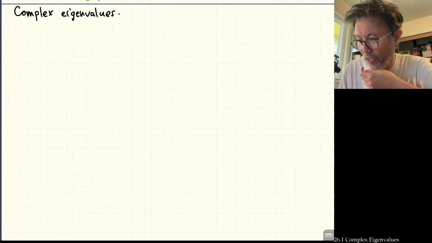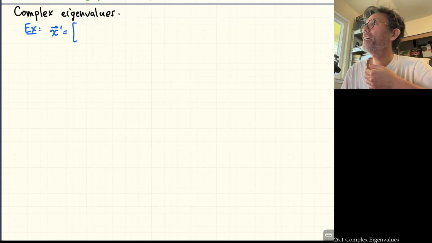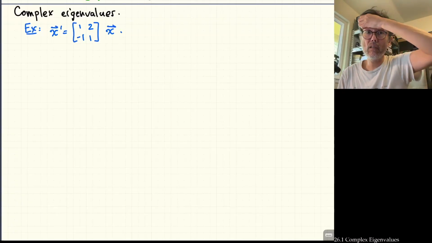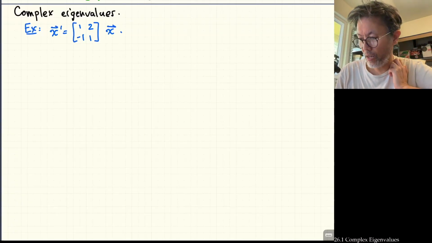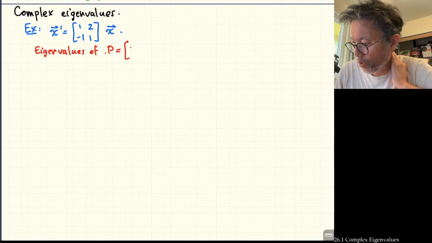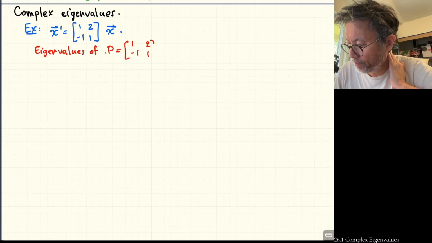And here is a very good example. Let's think about the system x prime equals, and we're going to take as our P here [1, 2; -1, 1] times x. Okay. So as usual, we're going to first find the eigenvalues of P. I'll write this down. This is 2 by 2: 1, 2, negative 1, 1.